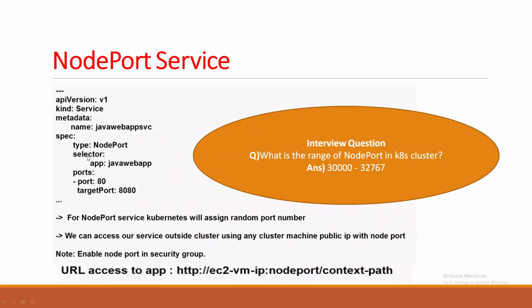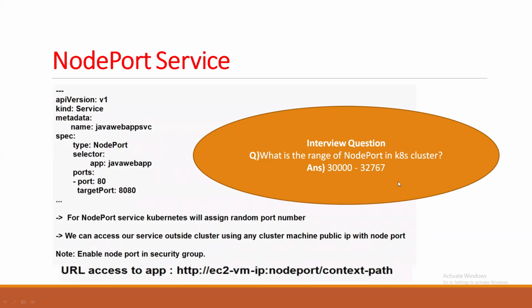So node port, selector API Java, port to target port API. If you provide the node port, or if you are not providing the node port, it will take the default. So what is the range of the node port in the Kubernetes cluster? 30,000 to 32,767. Very good.